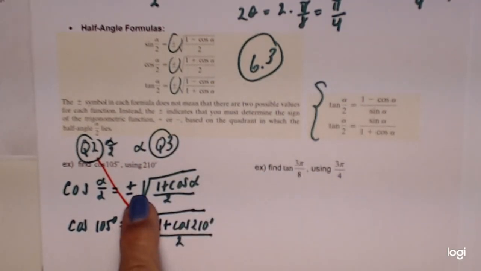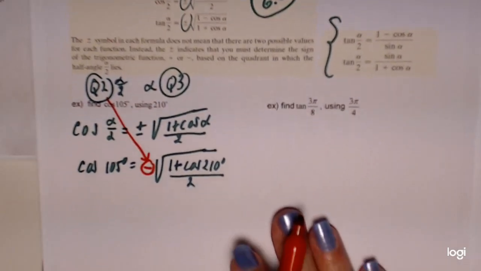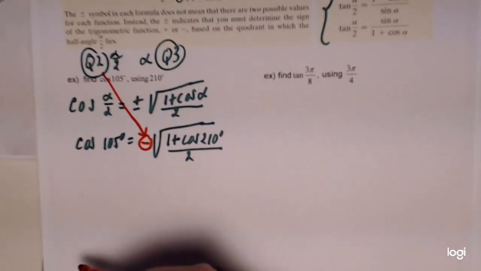So the formula said think about plus or minus. We toss out the plus and we're only considering the negative sign. To continue here, we see that we need to have the cosine of 210 degrees. So let me come down here and let's take a look at this.